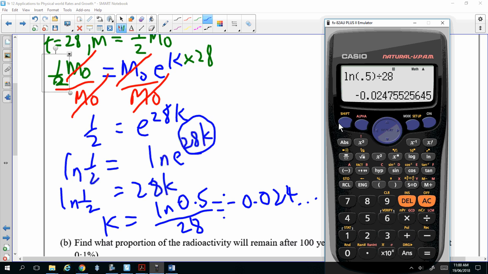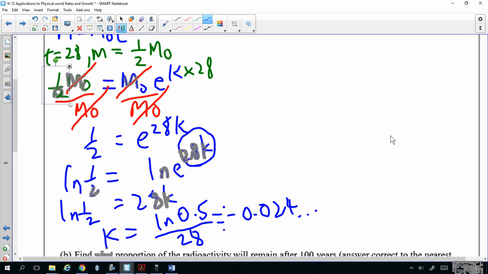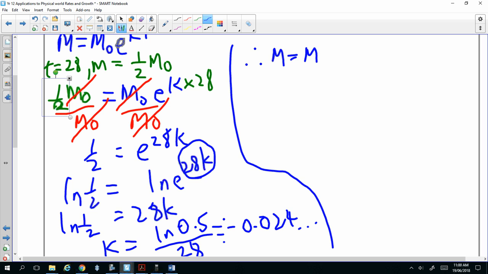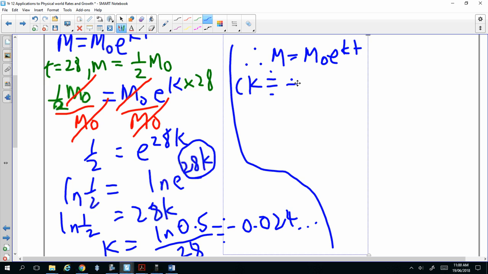So therefore, the formula for the amount of strontium is M equals M0 e to the power of kt, and just write down what k is. k is approximately negative 0.024. That's the formula for the decay.